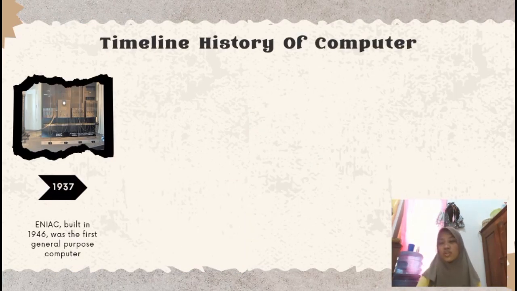Before I continue with the presentation about the first generation of computers, the first computer was invented in 1822 by English mathematician Charles Babbage. Initially, Babbage intended to create a steam-powered calculating machine that could calculate tables of numbers.